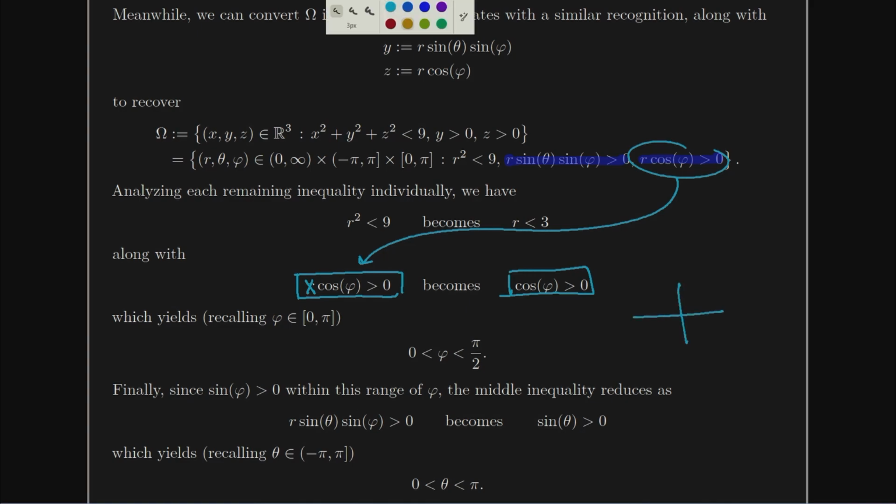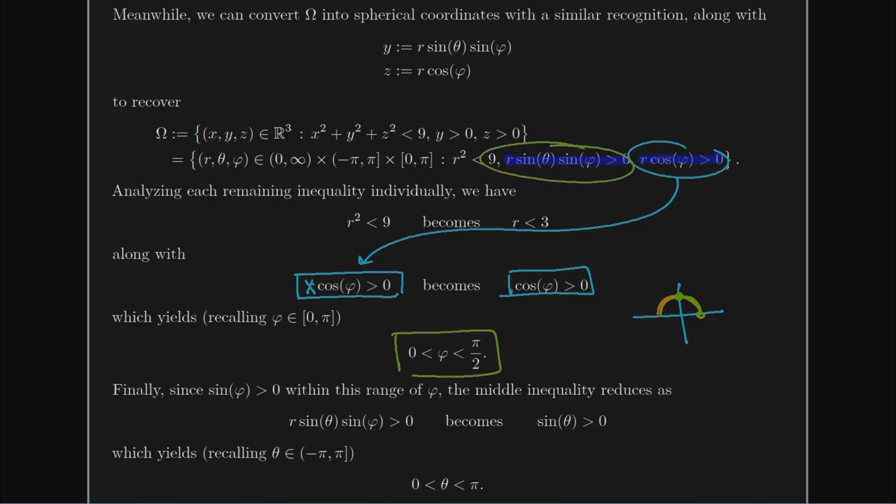Let's look at our unit circle. And phi is only allowed to be between 0 and pi. Where is the x value? Because cosine is the x value. Where's the x value positive? That's in this section. And so we see that phi has to be between 0 and pi over 2. It's just that section. And we do the same thing with this other inequality.